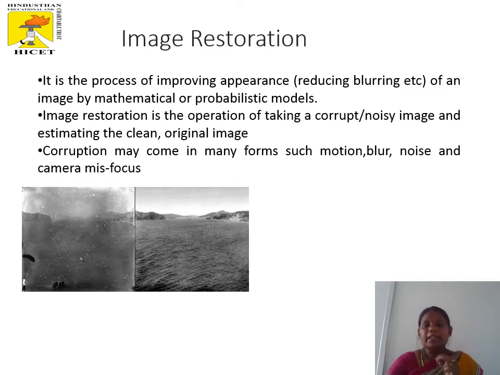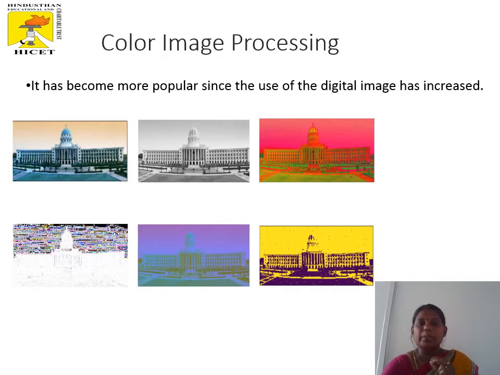So in the first diagram, the image shows motion blur, and after restoration it is cleared and the picture is very clear, and the quality of the image is improved. Next, we are going to see about color image processing.